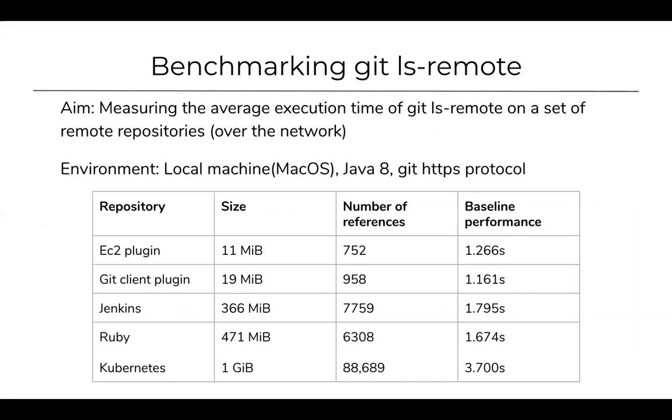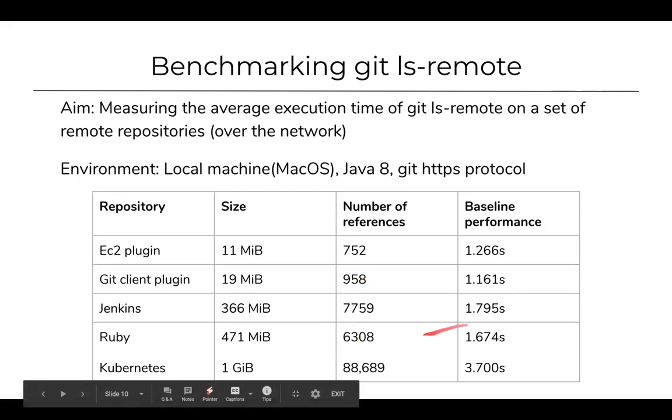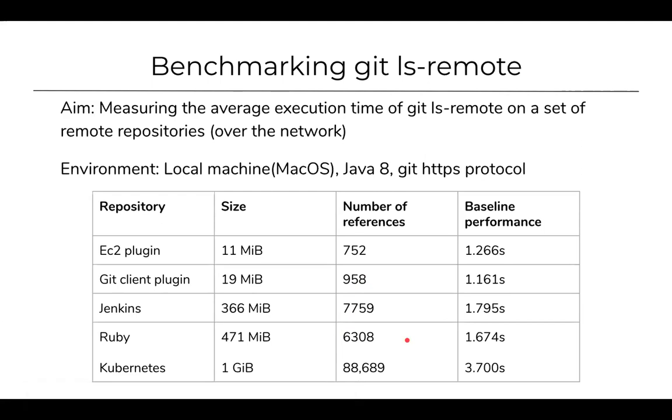Now, benchmarking git ls-remote. The experiment was pretty simple. My benchmark is interacting with five repositories here, and as the repository size increases, the number of references increases as well. These are the number of references. When we say references, there are the branches, tags, and pull requests, all of those references, in total.